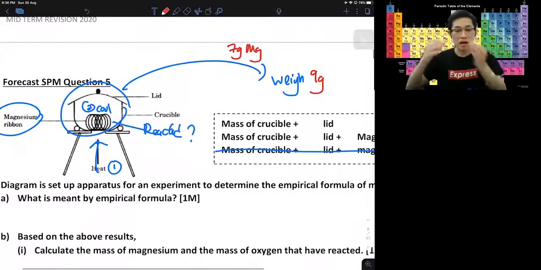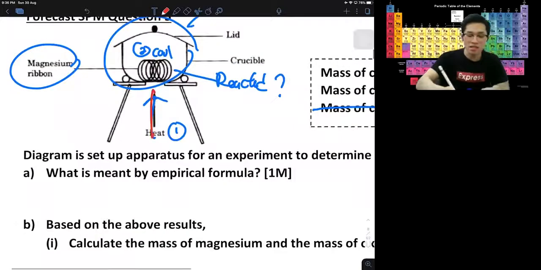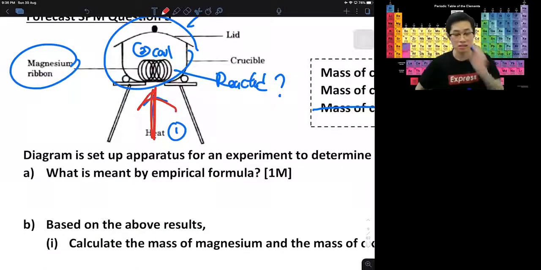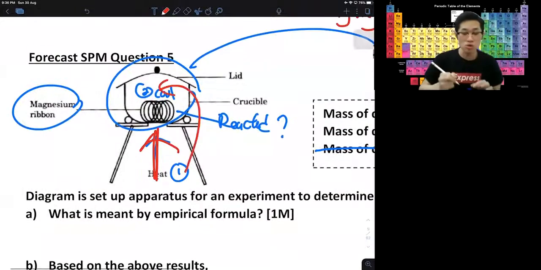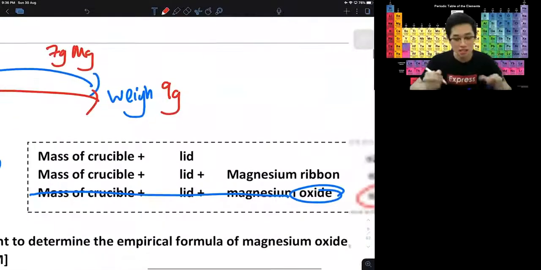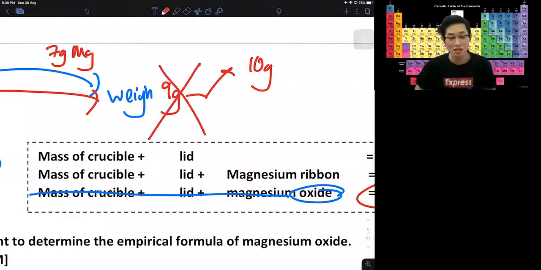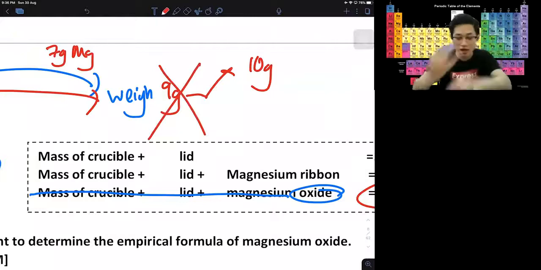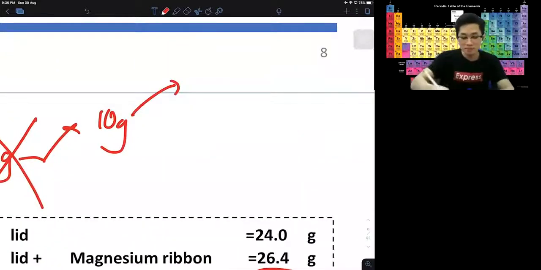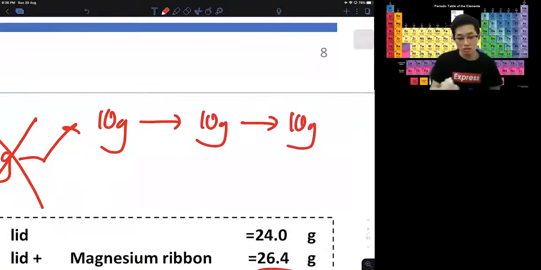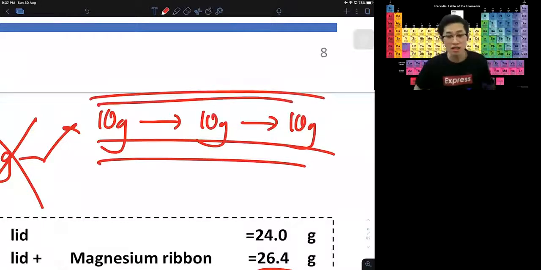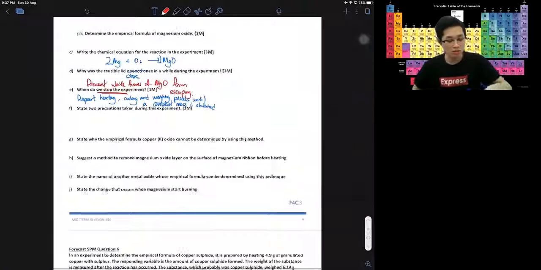After I got the first result, I put it back and heat the second time. And then I repeat, cool, weigh again. And I see, if the mass increased to 10, that means the one just now had not yet reacted completely. After the 10 grams, you just put it back, heat, cool, and do it again. If the result becomes constant after a few times of heating, cooling, and weighing, they are still the same, that means it has reacted completely already.